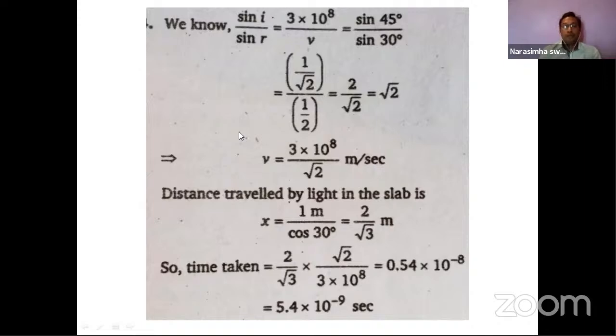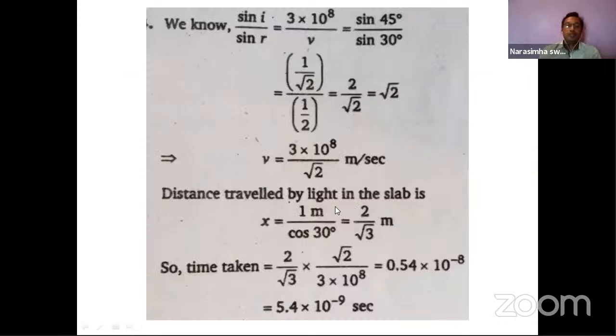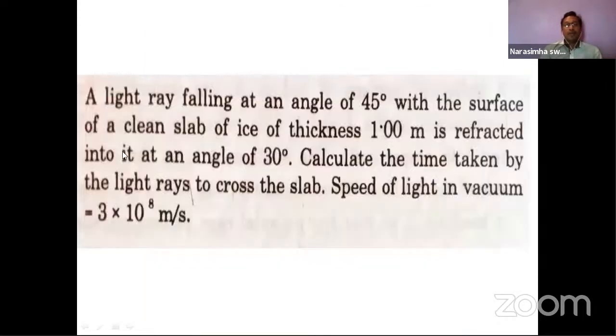So we got the velocity here. Now we need to calculate the distance. Distance means length. A thickness of 1 meter is given here. So within 1 meter, how much distance is covered, means it is refracting inside the medium. So how much is refracted? The angle of refraction 30 degrees is given.